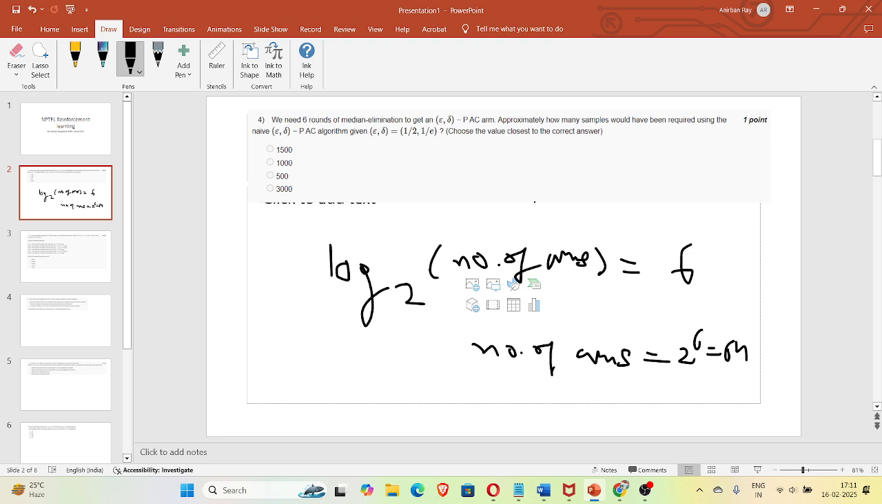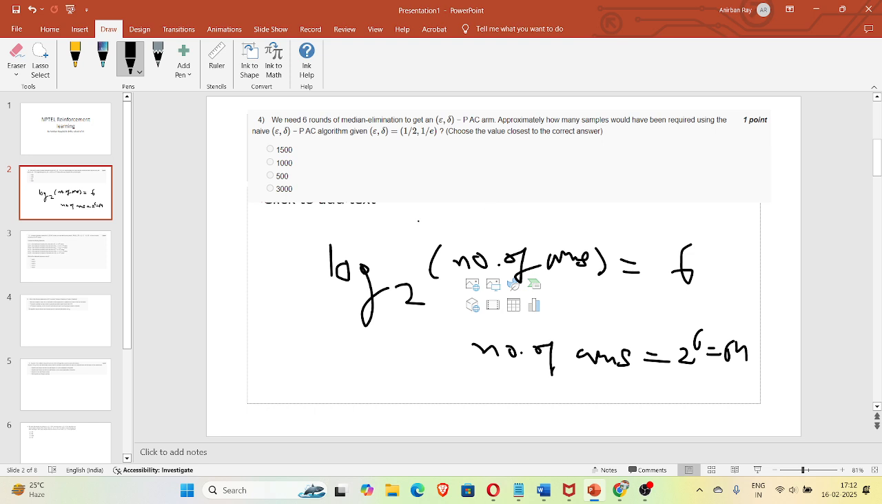So number of arms is equal to 2 to the power 6 equals 64. So as you know, the number of steps required is log k, k is the number of arms. Okay. And what happens in the PAC algorithm is that we are going to reduce the number of arms after every step, in the median elimination algorithm, until we are left with one arm only.